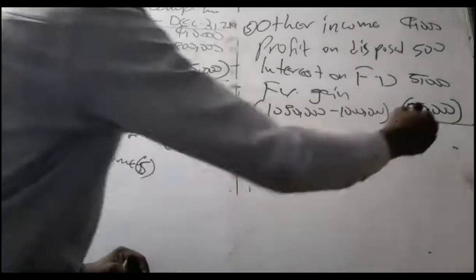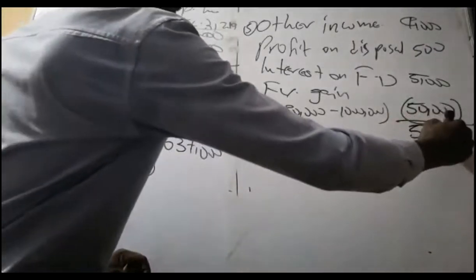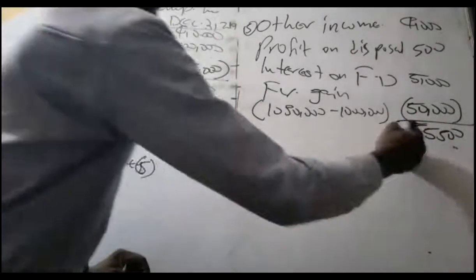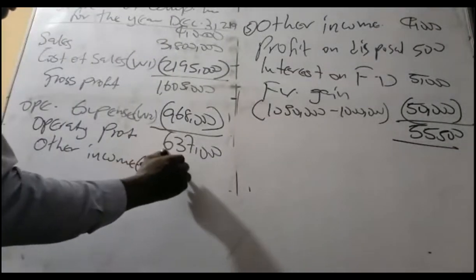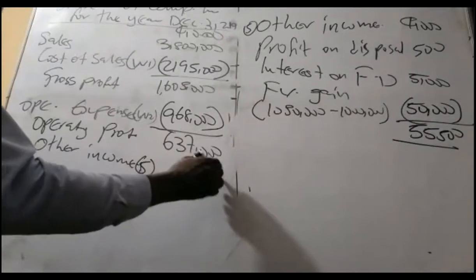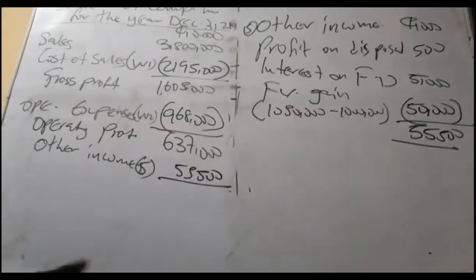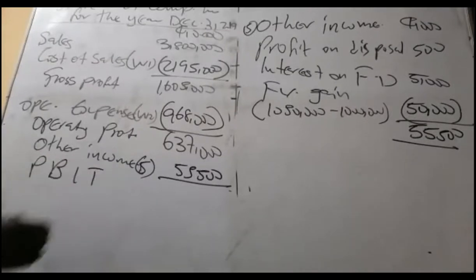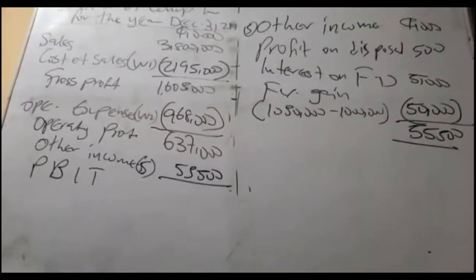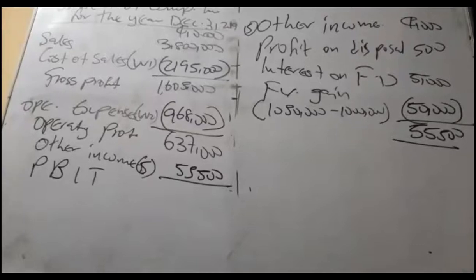Putting all this together, you get 55,500. That's the total other income. You come here and put it there, 55,500. So what's the total profit? This is the profit before interest and tax, PBIT.